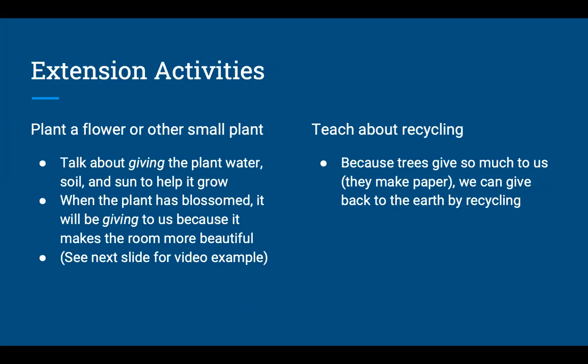And then for some more extension activities, we could do something like planting a flower together or some other kind of little plant. Then we can use the vocabulary from the story, so we can talk about giving the plant some water and soil and sunlight so that it can grow, and then how the plant gives us oxygen and its beauty after it blooms. We can also use this as a good time to teach about recycling. We can talk about how trees give us paper and then how we can give back to the earth by recycling.